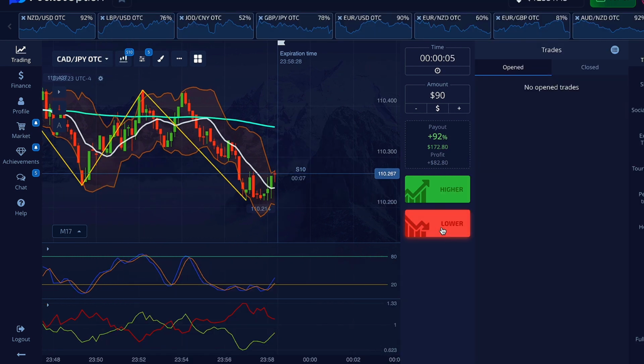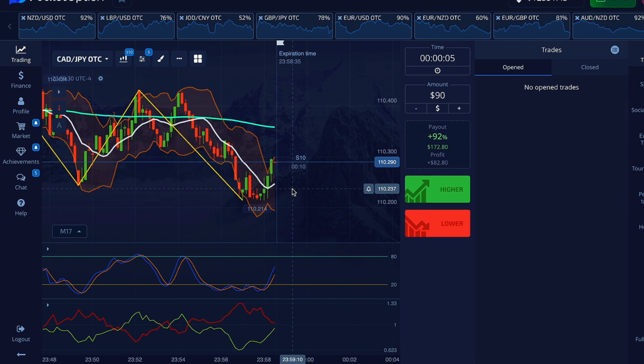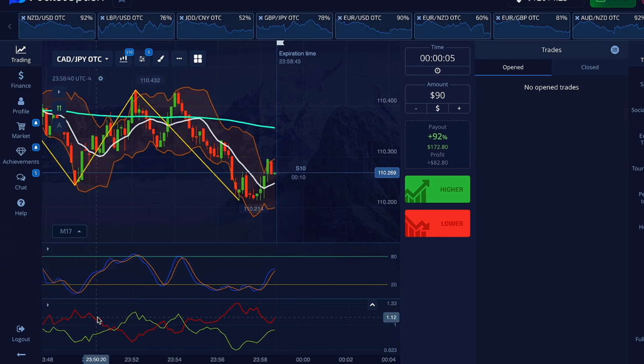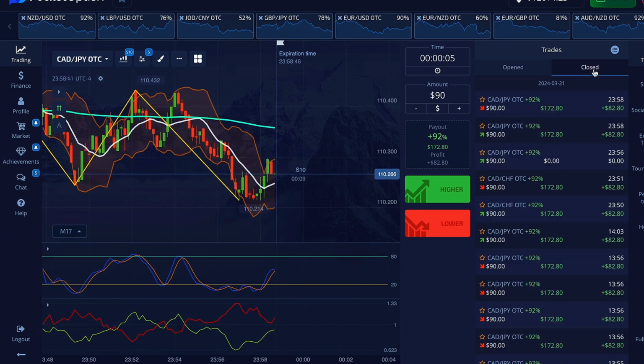But anyways, now we are at the top line, and I'm gonna go ahead and place a downward trade because we are at that top Bollinger Band. And let's just see if we are gonna pan out. As you can see, trade placed, trade closed, because the computer just wants to act so slow.